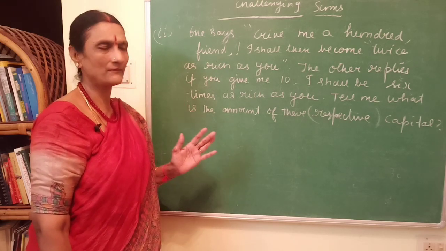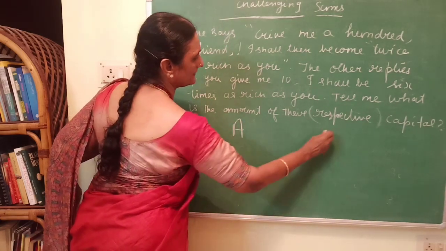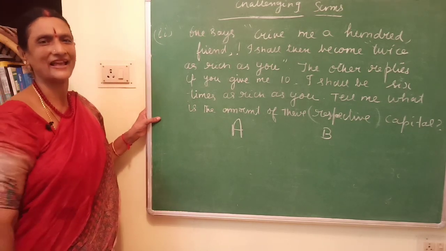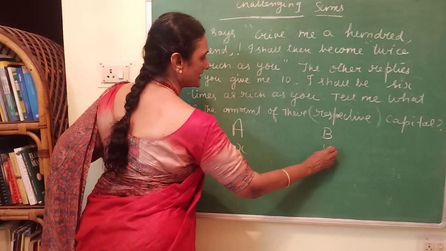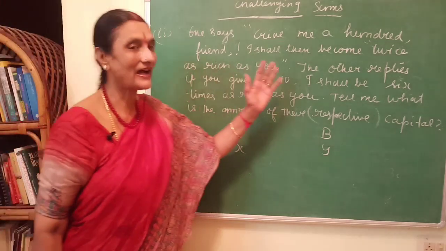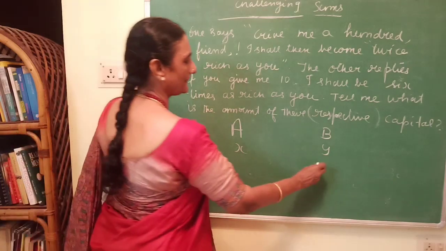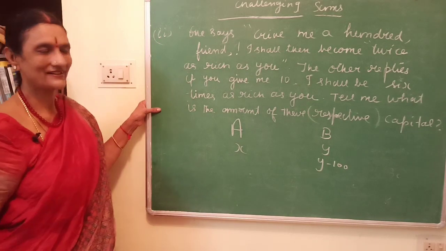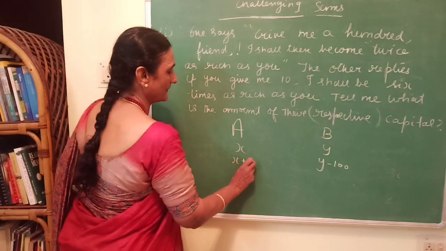Okay, shall we? Now, here let us take those persons as A and B. At present, we don't know how much money they have with them. So, we just put A has X rupees and B has Y rupees. Now, what A says, give me 100. So, if B gives 100 rupees to him, B's money will be Y minus 100. Correct? So, that is added to A, which means that becomes X plus 100.